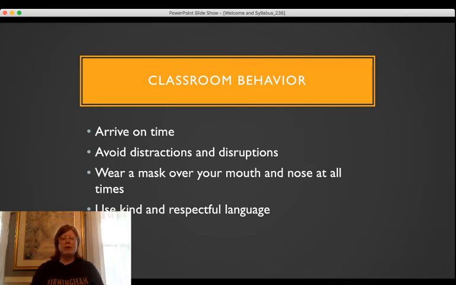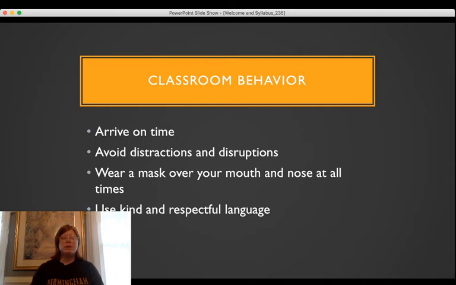By the same token, I want you to avoid other distracting and disruptive behaviors such as sleeping, side conversations, and using your cell phone or computer except as assigned. I expect you to wear a mask over your mouth and nose at all times. If I see you without a mask, I will give you one, or with a mask improperly worn, I will give you one warning, after which I will ask you to leave.